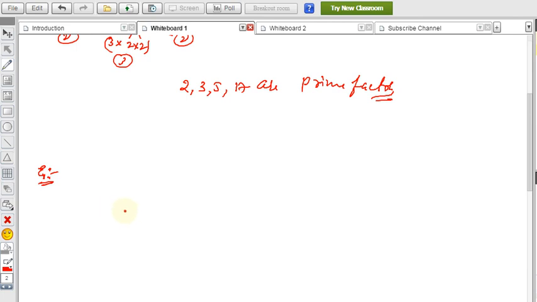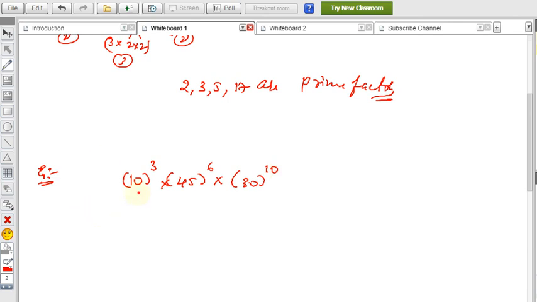Find the number of prime factors in 15 to the power 6. Okay, same thing. If you take one more example: 10 to the power 3, 45 to the power 6, 30 to the power 10. So how many prime factors are used in the base?